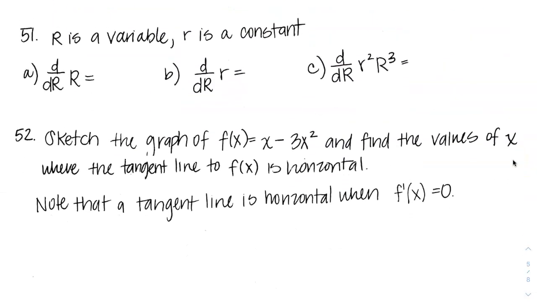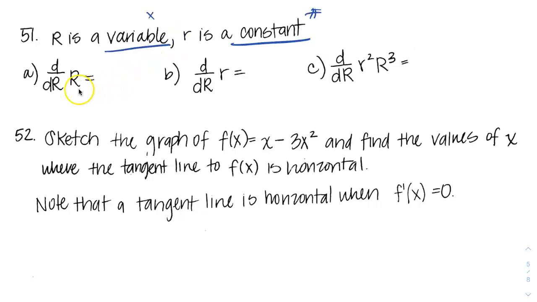Moving on. Capital R is a variable. Little r is a constant. It really messes with your mind. So keep in mind, capital R is the variable. Capital R is your x. Little r is like a number. It's a constant. So this just means it's a number. And this is a variable, like x.